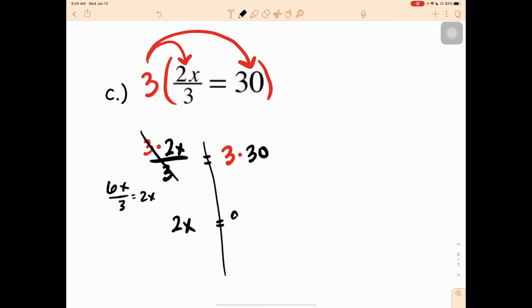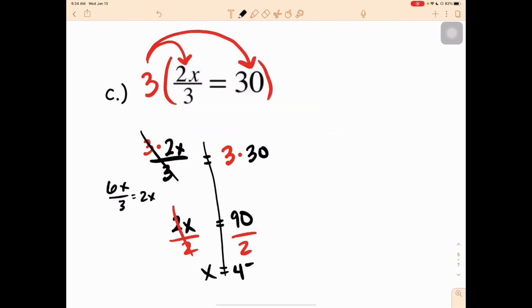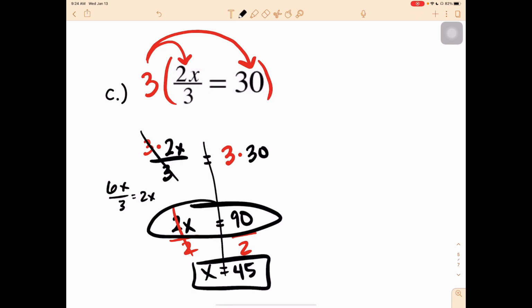3 times 30 is 90. Remember to be pausing because I'm moving pretty quickly. Divide both sides by 2. We're going to get x equals 45. And that is a lot easier. So seeing something that's 2x equals 90 is way easier than seeing something that says 2/3 x equals 30 and solving for x there. Okay?